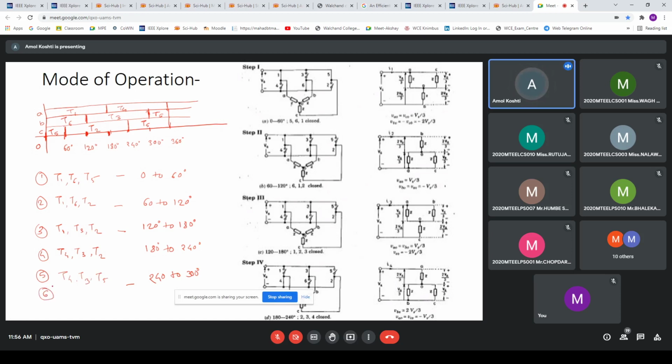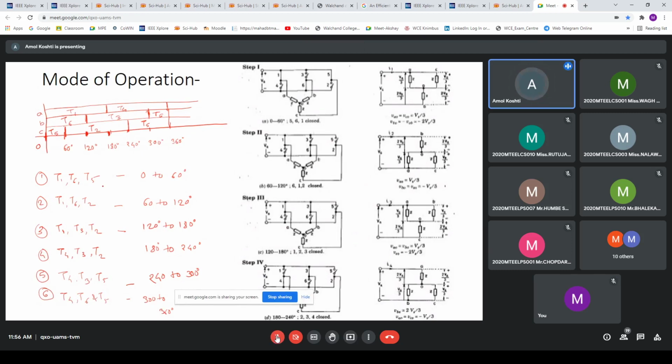Even though it is already known to you, I am repeating this because maybe a 2 year gap is there. After this, from 300 degrees to 360 degrees, which switches are on? T4, T6, and T5. So these switches are on from 300 to 360.